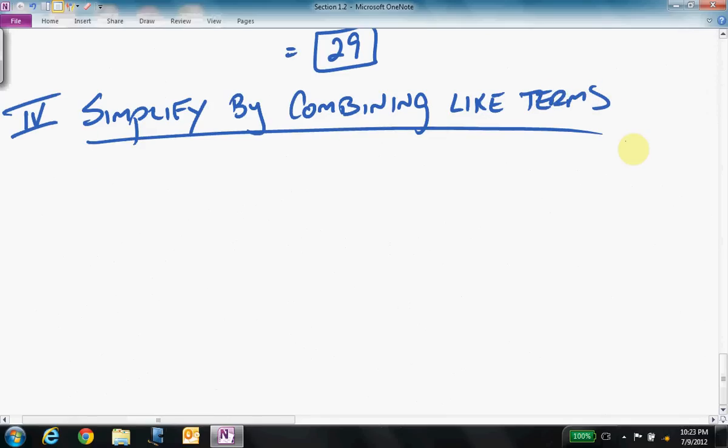Alright, so here all we're going to do is we have a large expression and do as much simplification as we can, and we're going to end up with another expression. So this is going to be part of our properties, our order of operations, everything together in one clump. So the first problem is -6 times the quantity y minus 2 plus 4 times the quantity y minus 1.